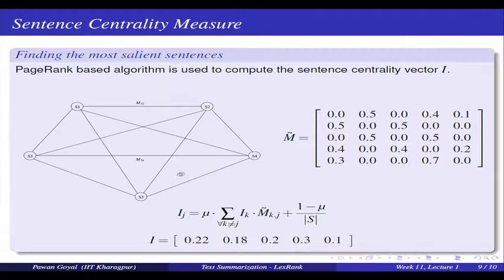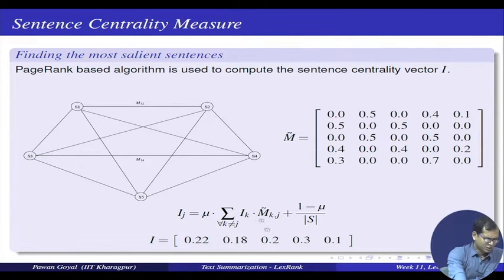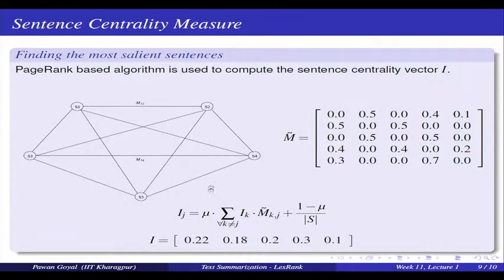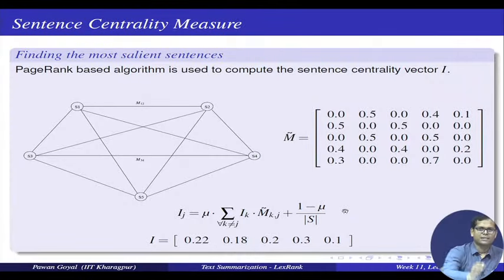So now we saw the rationale of using PageRank and how you compute it. But if you go to the actual formula, it looks slightly more complicated than what we were seeing. This is similar, right? Ij is equal to summation over k of ik times m tilde kj, the importance of k and the probability of going from k to j, summed over k. But you see something like a mu and 1 minus mu divided by s. So let me see what this mu and s are.